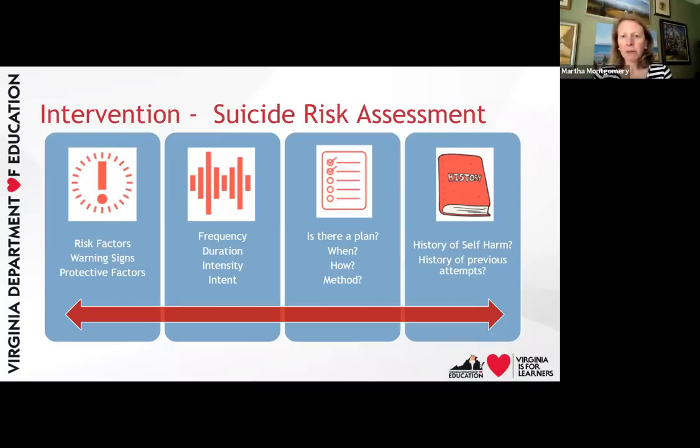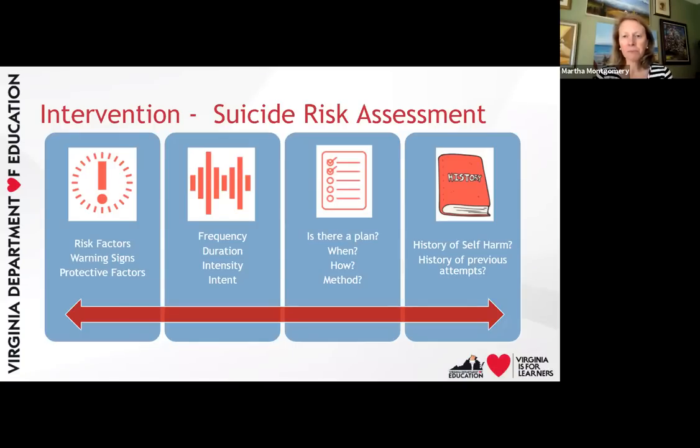We also really want to consider whether they have developed a plan. Are they articulating when this is going to happen, what method they're going to use, and how they're going to go about doing it? Sometimes we might hear from a student, "I know that my parents don't come home until 5 o'clock. That gives me a window of 4 to 5." So we really need to pay attention to what we hear from our students in terms of communicating what their plans are.